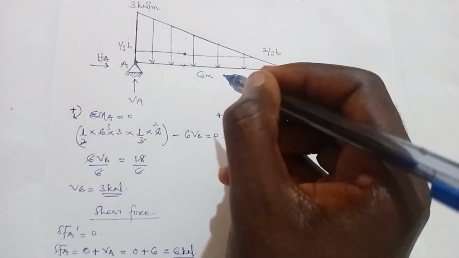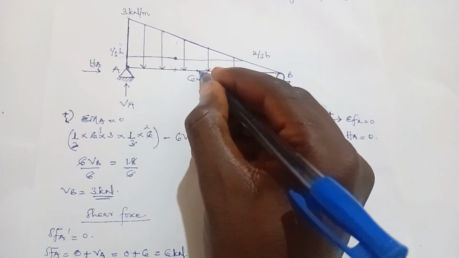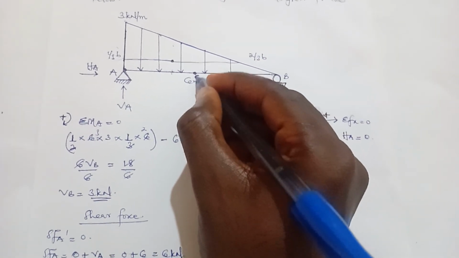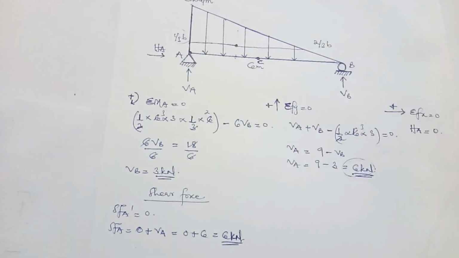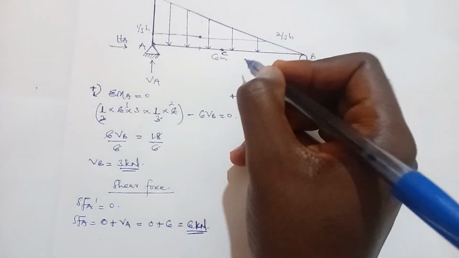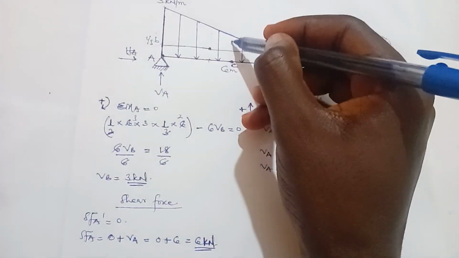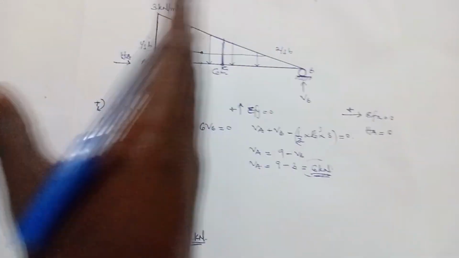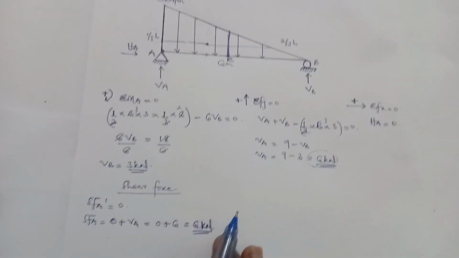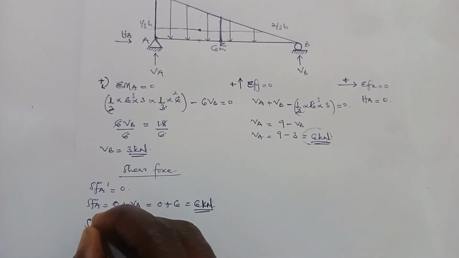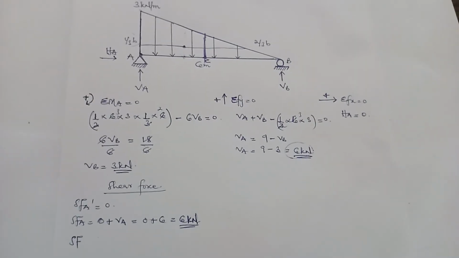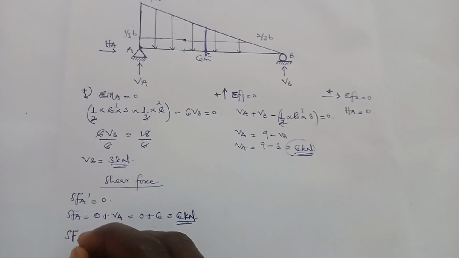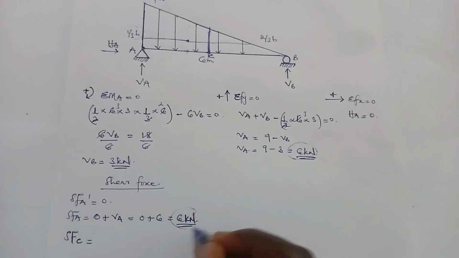Good. Now we can divide the span into two, and we'll locate a point at the middle and call it C. What we want to do now is calculate the shear force at C. So this means we have made a cut at C, and we are taking our left side to calculate the shear force. Because there's a varying distributed load, we calculate only one value for the shear force. So shear force at C is equal to the previous one, which is 6.